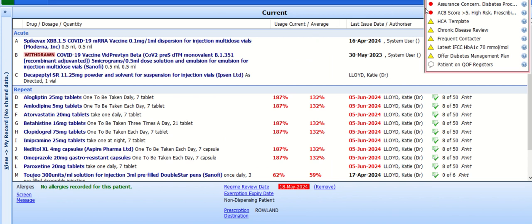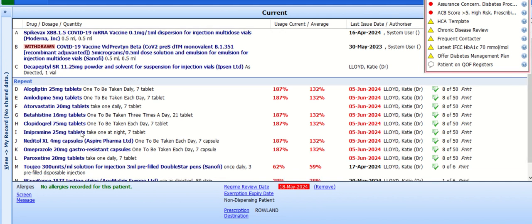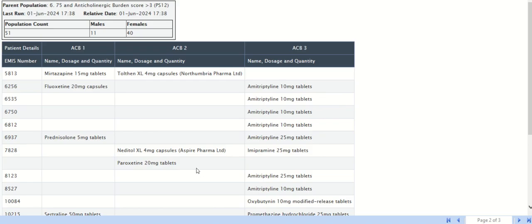So this gentleman is pointing out there's an ACB score higher than 5, and it's telling me it's because of Nefopam and imipramine, and you go down this list and you'll see that there's Nefopam and imipramine. If we go back to that table, you can see we would have picked up a score of 5 from the table because the Nefopam's in the 2, the imipramine's in the 3. He's also on paroxetine, which puts his ACB score up to 7.